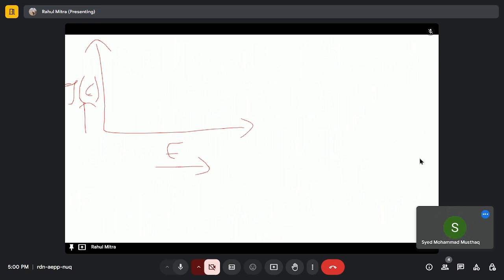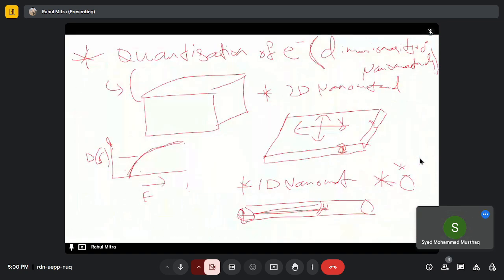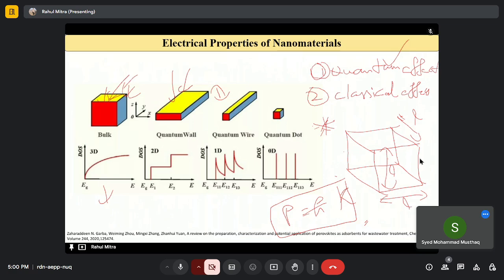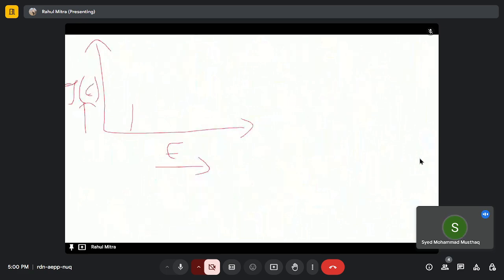Let me show you how it looks like. Yeah, it will look like this. This is how it looks like. It's constant. Where our G(E) is constant. It doesn't depend on the energy E values. Right?